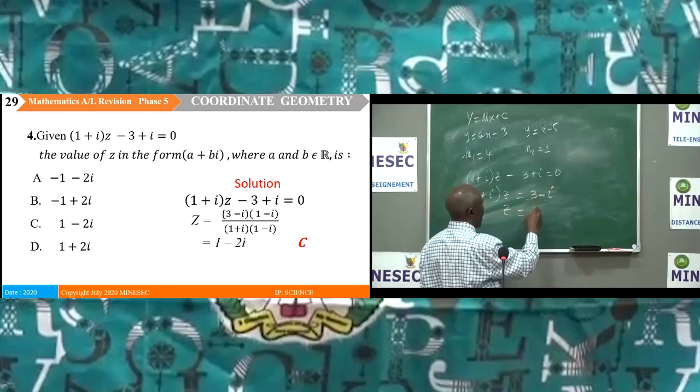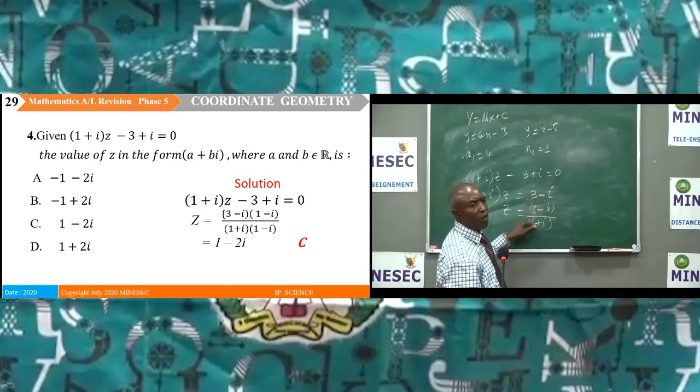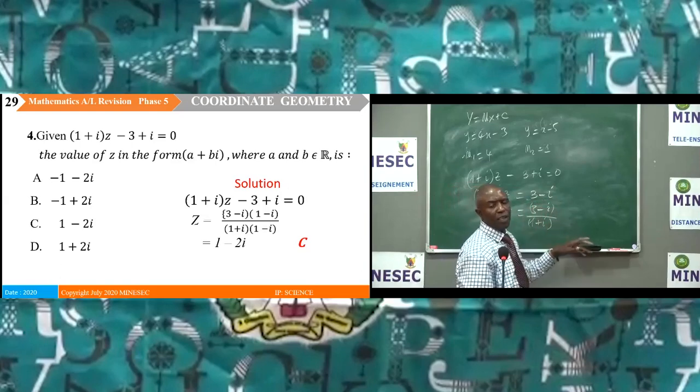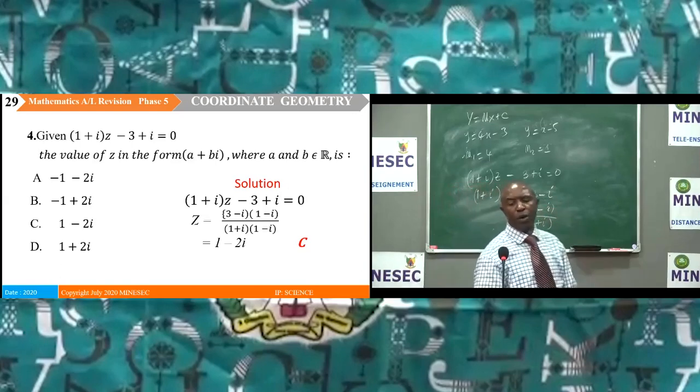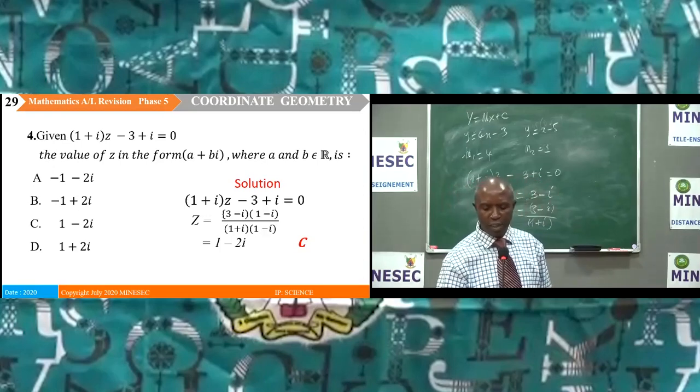1 plus i, 3 minus i, 1 plus i. We now simply multiply the numerator and the denominator by the conjugate of this denominator, and we'll end up having our result to be 1 minus 2i. And the correct answer there is C.